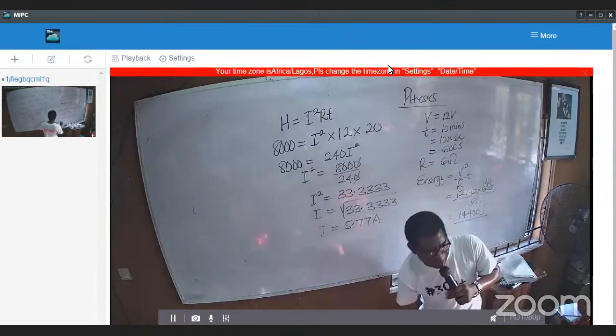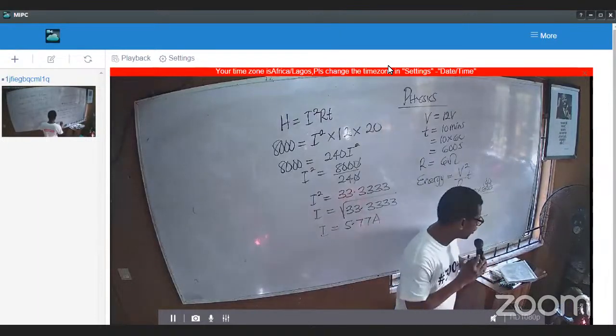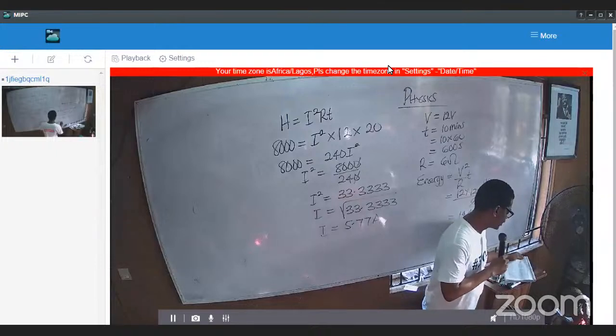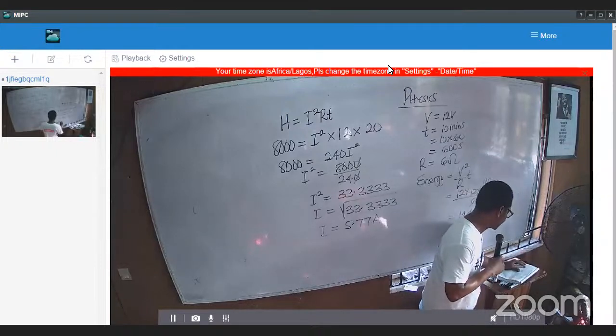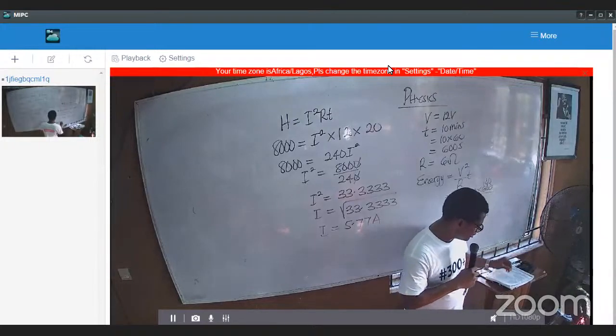Calculate the power loss in the cable. Now, what formula for power loss? I squared R. Yeah, go and look for I first. From the first two statements, you can find I. They give you 12 kilowatts. They give you 2 kilovolts. From there, you can find I.